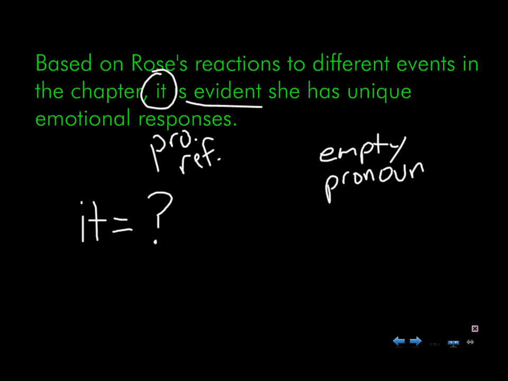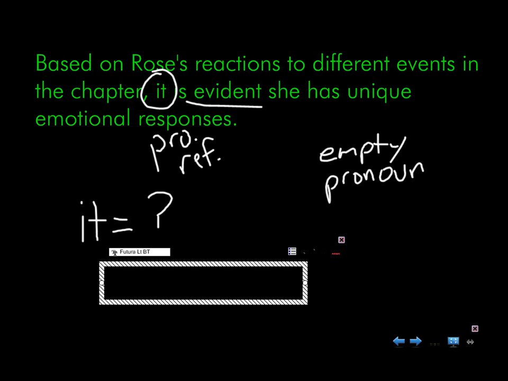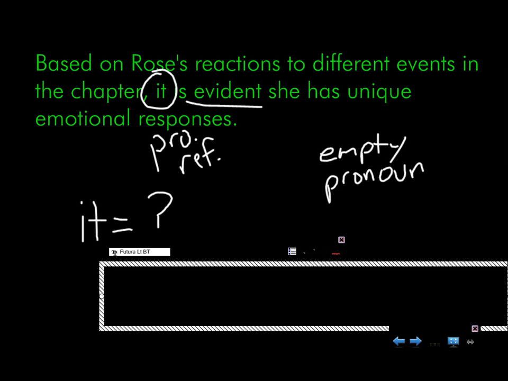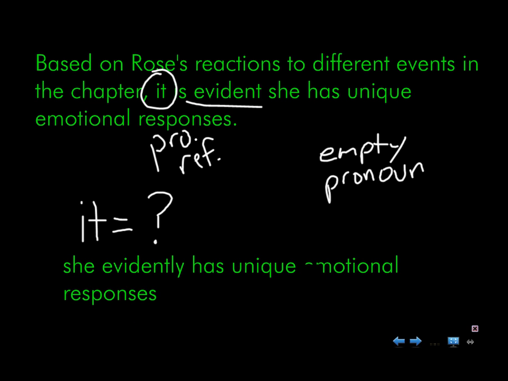We could use the author's name, but Melissa, I don't think we need to here. I think we can keep what's up there. Morgan, did you have an idea? So you want to keep "based on Rose's reactions to different events in the chapter." Sure. There you go. Type, "she evidently has unique emotional responses." Morgan has just practiced one revision that would be acceptable. Take that evident idea, keep it in there, but include it as an adverb to modify the verb that he already has: she evidently has unique emotional responses. That works. What else?